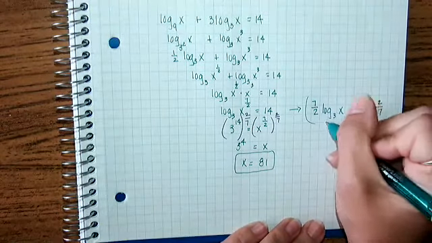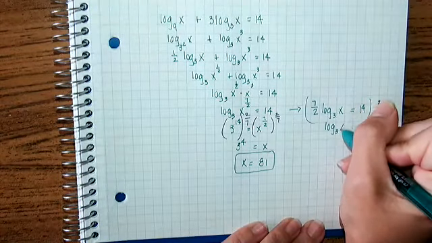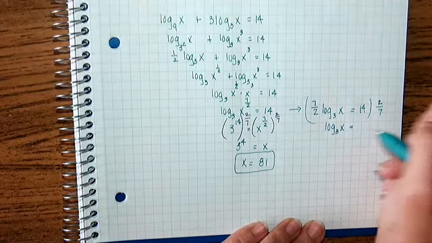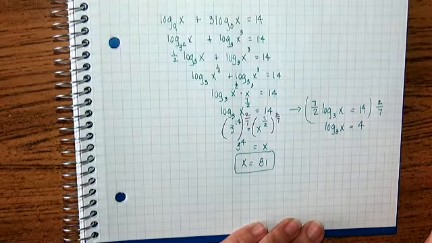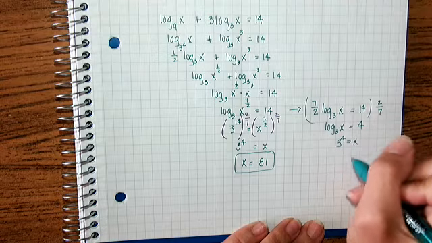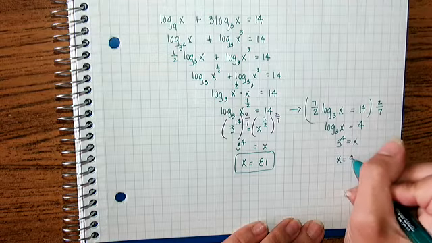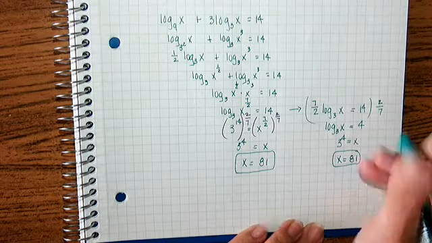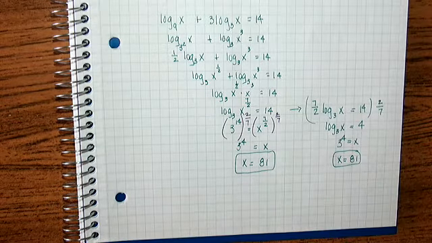So this gives you the log base 3 of x. 14 times 2/7 is 4. And now you change forms. You get 81 either way. Which way is better makes no difference. Both of them follow proper mathematical rules. So it doesn't matter which way you do that.